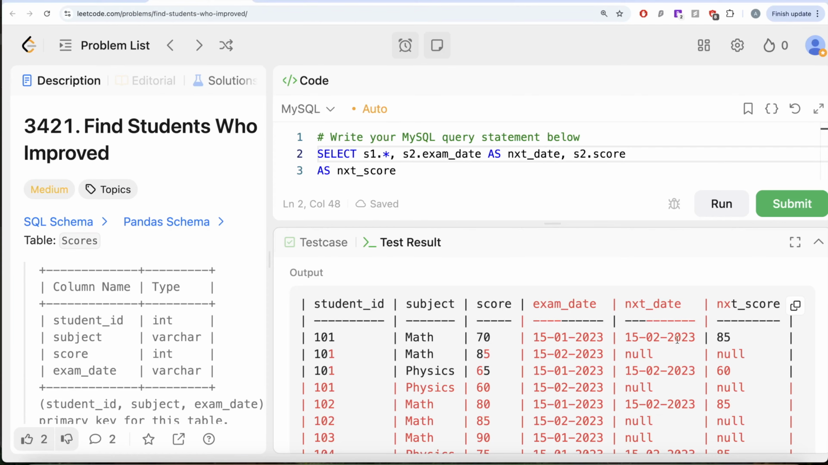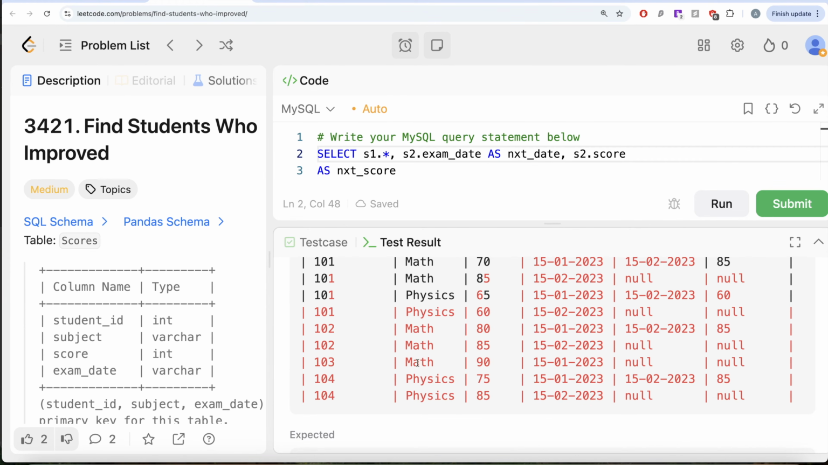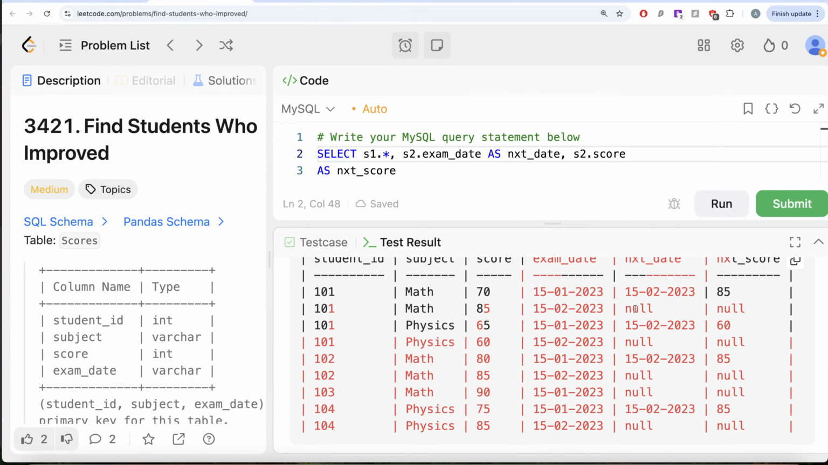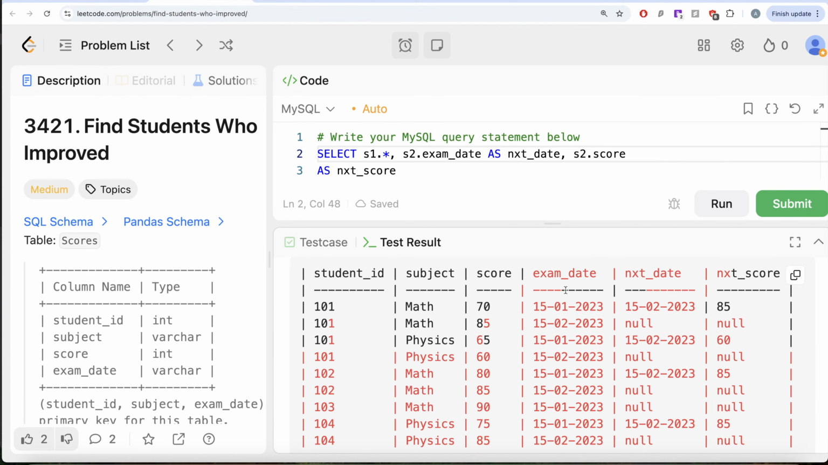Why? Because if it says null, that means there was no other exam taken after this, or in cases like 103, where there was only one exam taken by that student for that particular subject. To reiterate, why would we have these nulls? The first condition would be, so take student ID 101, subject math, the exam date is 15th of January, and then the next date is 15th of February, and then you have another row. So obviously there was no other exam taken for this particular subject for this student ID. So obviously these are nulls. So obviously these rows are not useful for us.